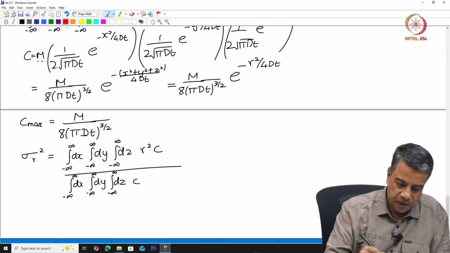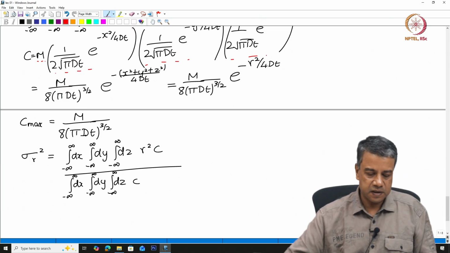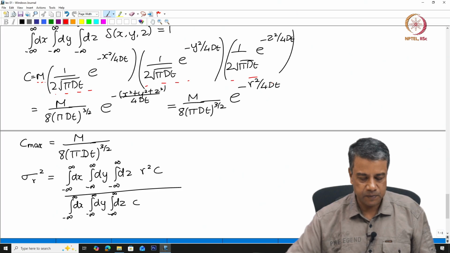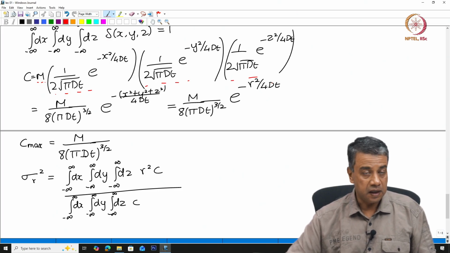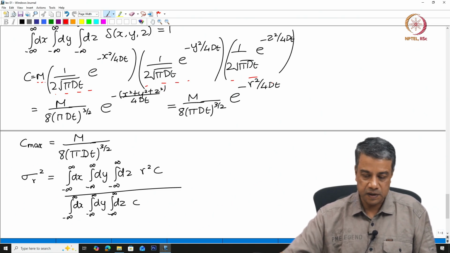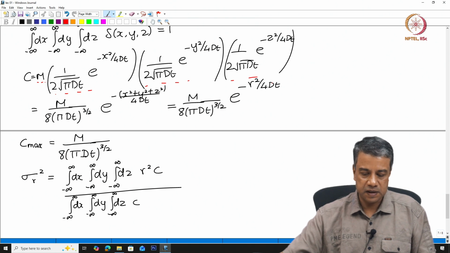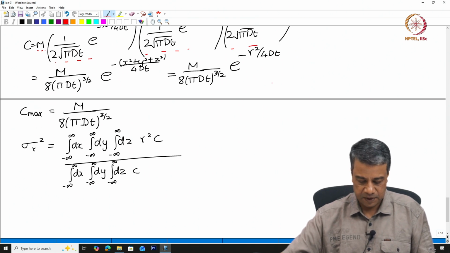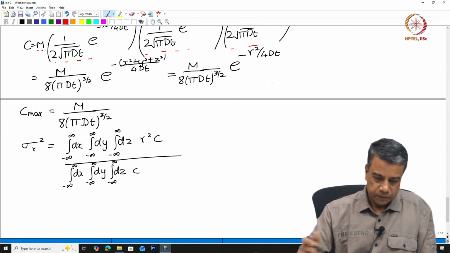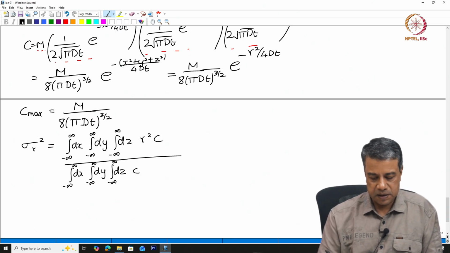And you can see that because each of these 3 functions is normalized. The integral of this function, 1 by 2 root pi Dt e power minus x square by 4 Dt, integrated over x is equal to 1. The second function integrated over y is equal to 1, and the third function integrated over z is also equal to 1. 3 identical integrals. Each of these is a normalized Gaussian. So, the denominator is just equal to M, and the numerator has to be evaluated.